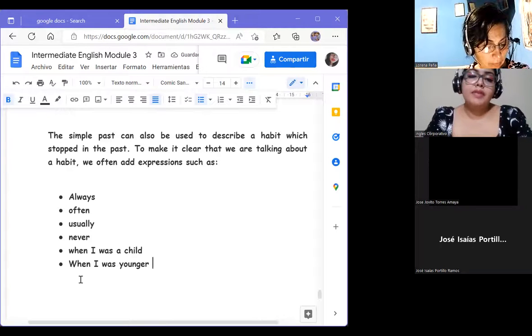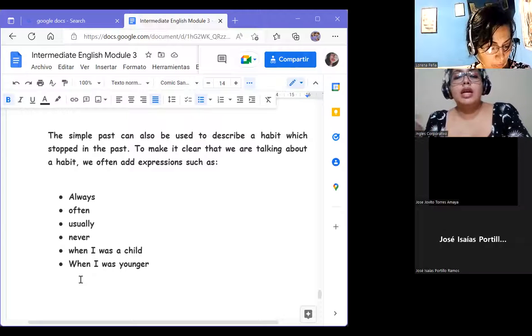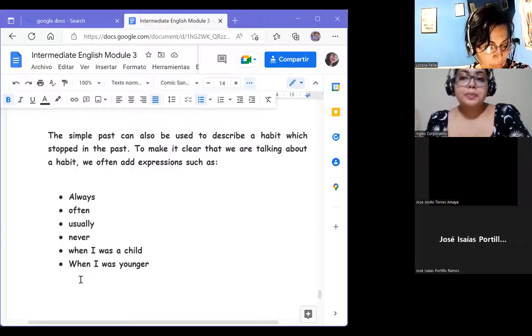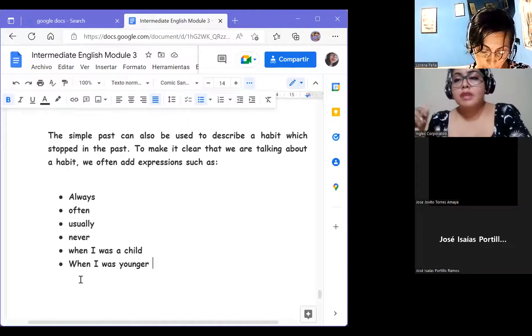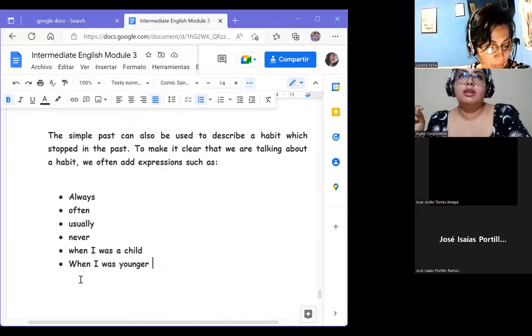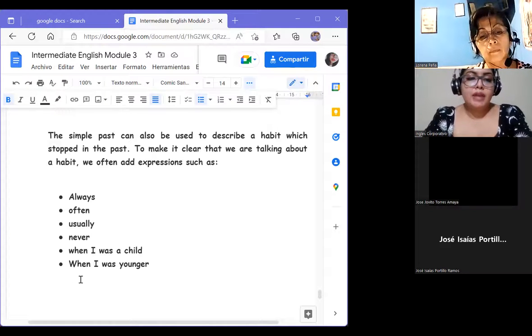So when we are talking about habits, we are going to use this kind of expressions to make it clear that we are talking about something that we did in the past. When I was a child, I used to play with my friends at school, but now I am an adult and I am working and I don't have time to play. I never ate fish in the past, but now maybe I eat fish sometimes. And we have the examples.